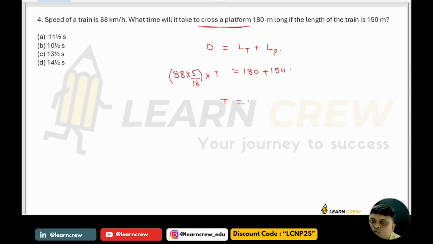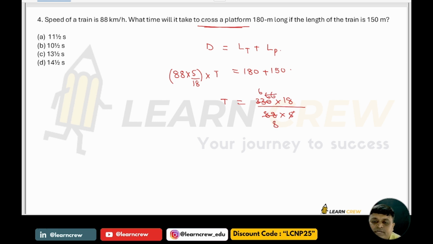T is equal to 180 plus 150, which is 330, into 18 divided by 88 into 5. So how much are you going to get? 5 6s are 30, 11 8s are 88, 11 6s are 66.